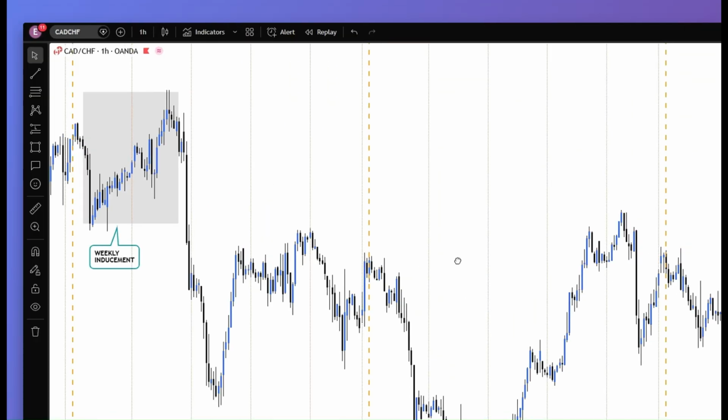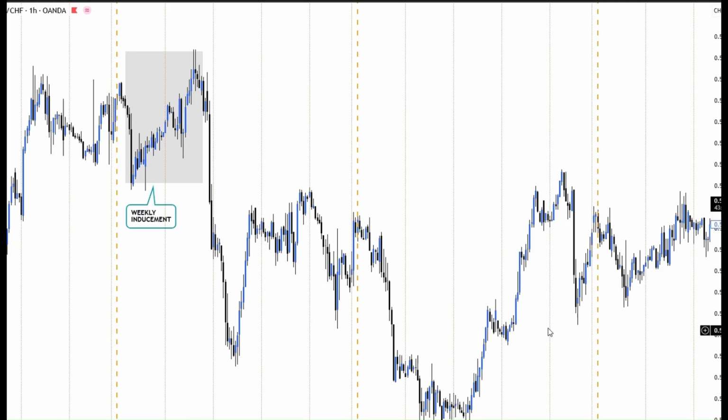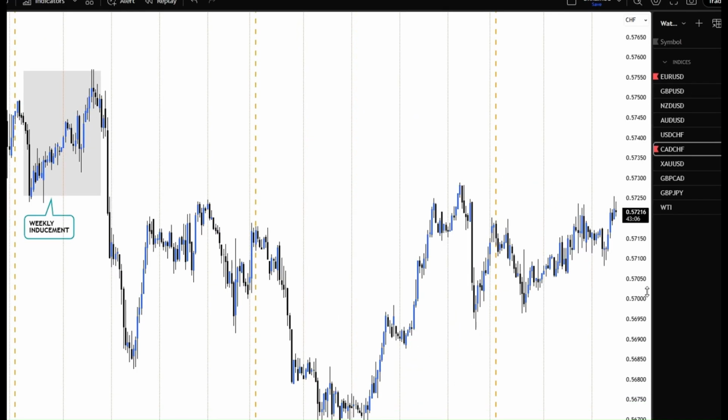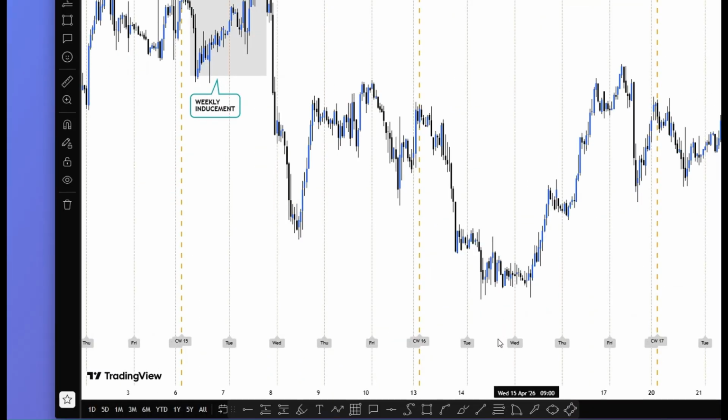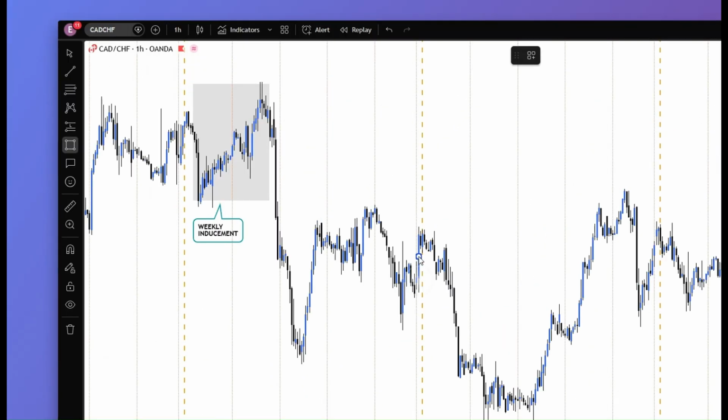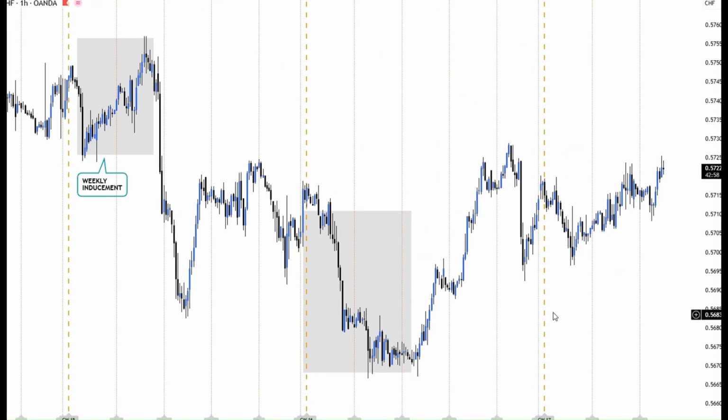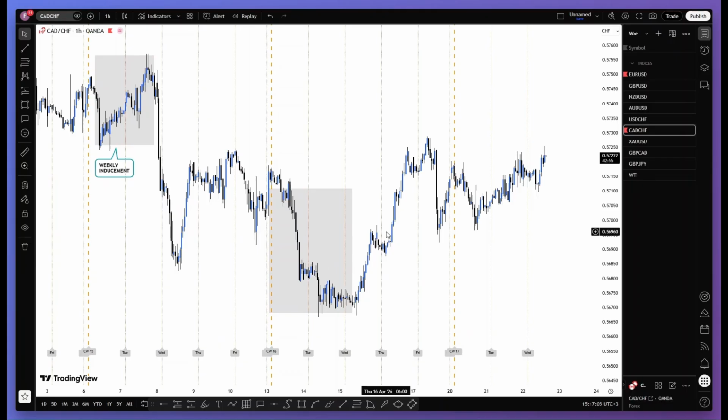Now here's the problem most traders face. When you open your chart, everything looks continuous. There's no clear separation between days, weeks, or months, and because of that, you miss important insights like when a new trading week starts, where the market shifts direction, or where institutions might be manipulating price.